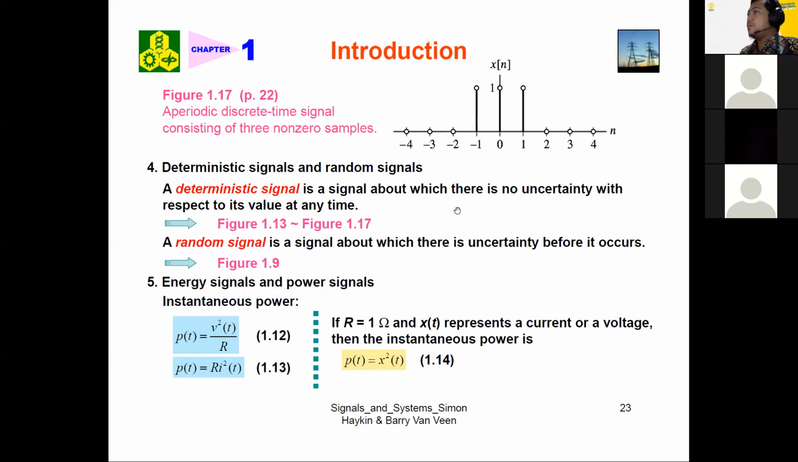Okay, and then we move forward to the randomness. Based on the randomness of the signal, we can classify into deterministic and random signal. Deterministic means that we can determine the value of the signal at any time. For example, sine or cosine.